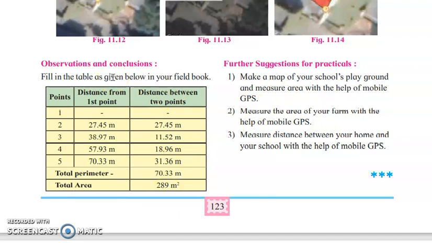So make a map of your school playground. These are the assignments which are given for you, or it is a suggestion which is given for you in the practical. You can take an area of your farm, or you can take the distance between your home and your school with the help of mobile GPS. Okay, so these things you can follow for this practical. Now the practical demo with the help of the app I'll be uploading in the next video. So you can kindly watch that demo and do the practical accordingly.